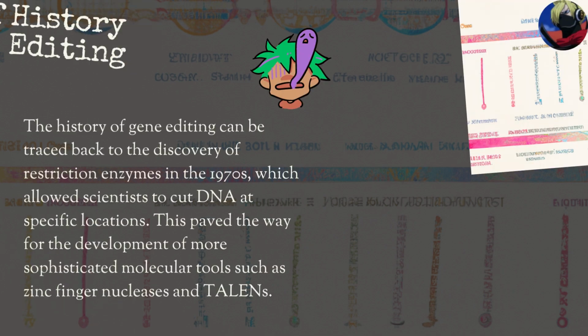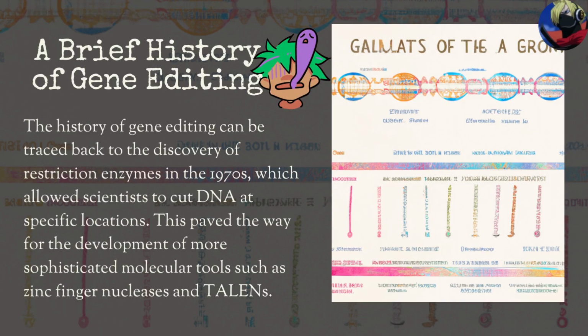So moving on, we have a brief history of gene editing. I won't be delving so deep into the history because it's really long as far as I've researched. The history of gene editing can be traced back to the discovery of restriction enzymes in the 1970s, which allowed scientists to cut DNA at specific locations. This paved the way for more sophisticated molecular tools such as ZFN, or zinc finger nucleases, and TALENs. However, it was the discovery of the CRISPR-Cas9 system in 2012 that truly revolutionized the field of gene editing, making it faster, cheaper, and more precise than ever before.